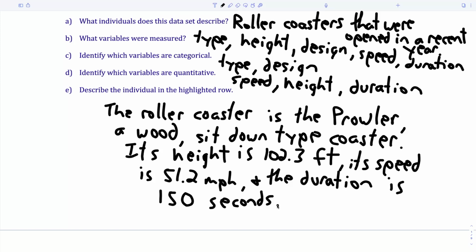Okay. Got to know your vocabulary. Individuals, the different types of variables, categorical, quantitative. All right, turn the page for me.